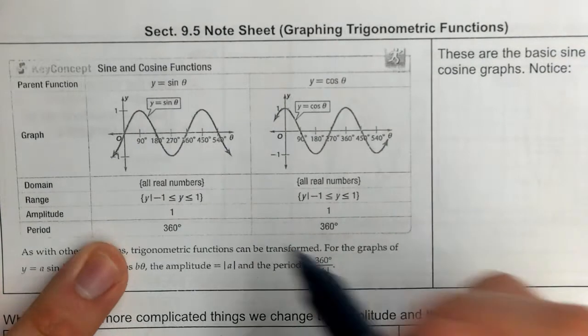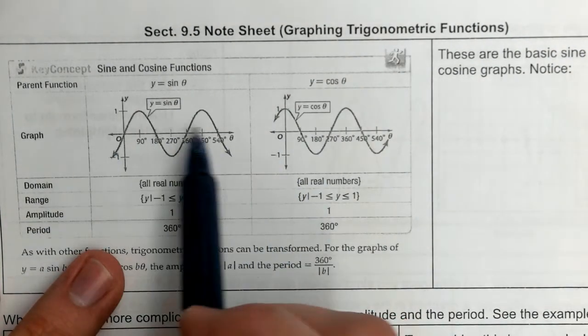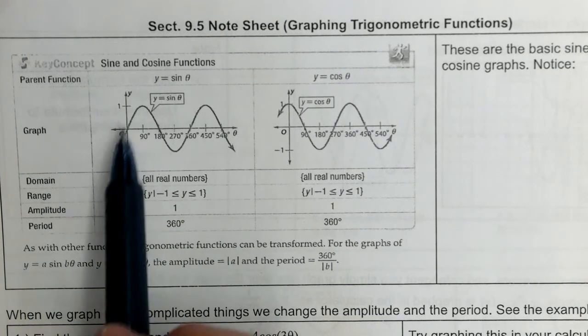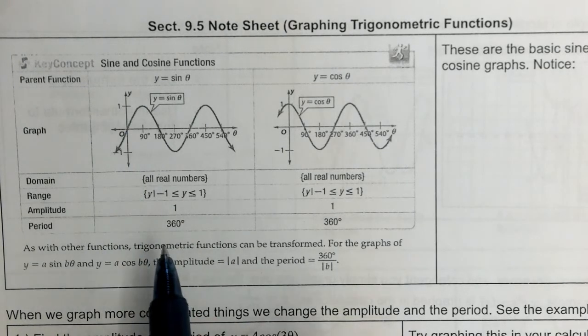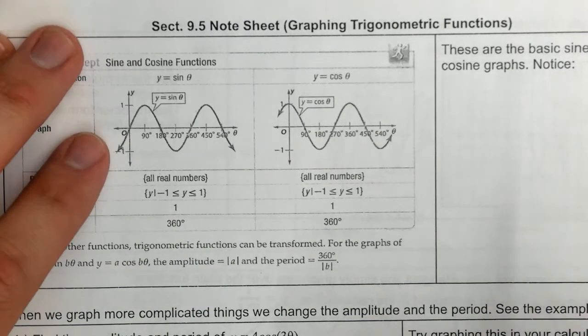A few things about these graphs, and we'll look at them in your calculator in a second. The domain is all real numbers for both. They go forever to the left and to the right. The range in the basic curves just goes from -1 to 1. That's the y values covered by the graph. The amplitude of each is 1.